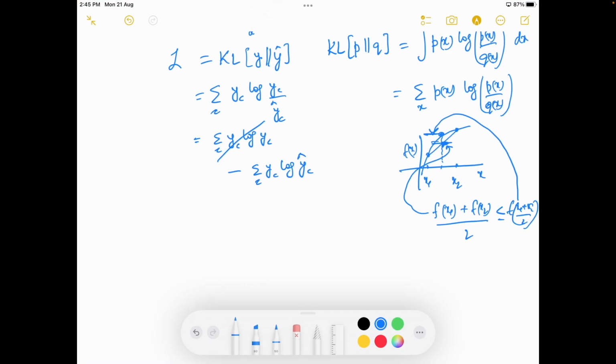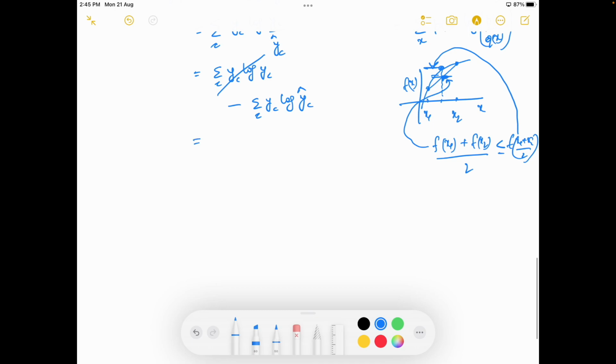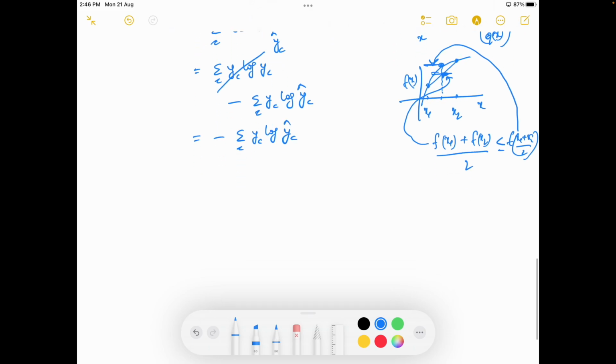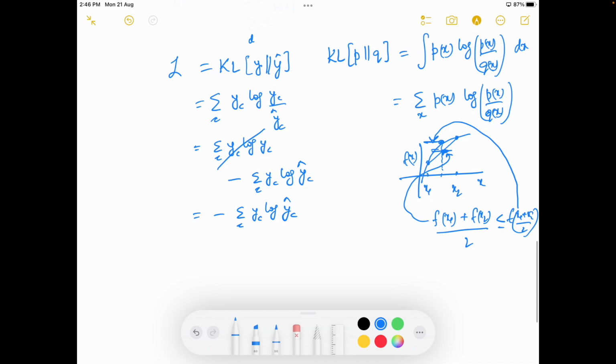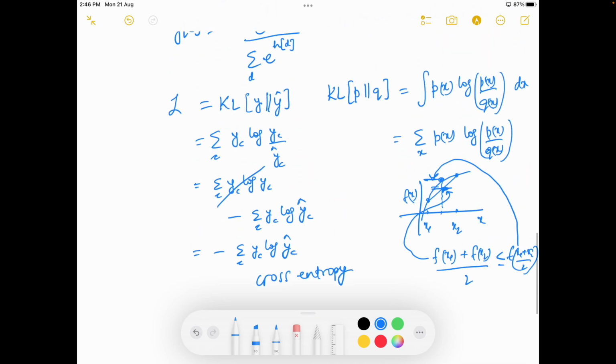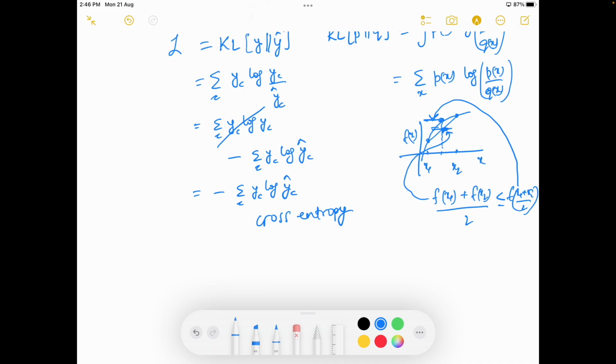The term yc log yc does not play any role in optimization. We can just drop it because it's not a function of w. Now this thing, minus the summation of yc log y hat c, is called the cross entropy. So KL divergence is a sum of self entropy of yc and the cross entropy between yc and y hat c. Cross entropy is just a name given to this term. So my loss function is a cross entropy loss function.